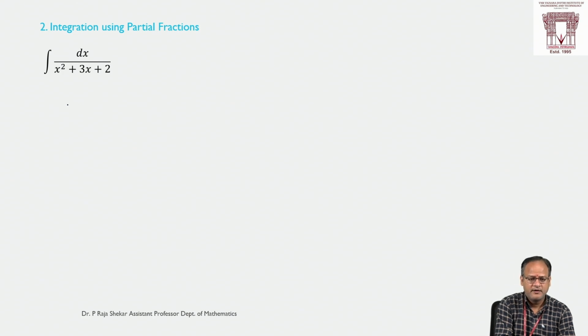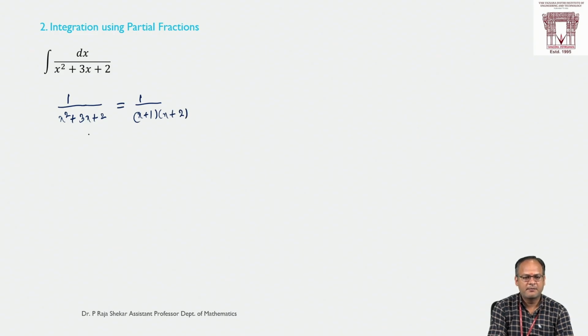So here what do we have? Let me consider the integrand, 1 divided by x square plus 3x plus 2, and we write it as 1 divided by x plus 1 into x plus 2, as the linear factors. x square plus 3x plus 2 is a product of two linear factors, one being x plus 1 and the other being x plus 2, which means upon multiplying these two, we are going to get x square plus 3x plus 2.